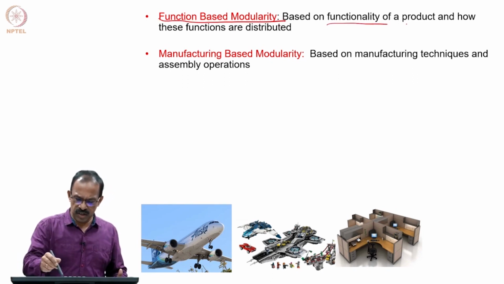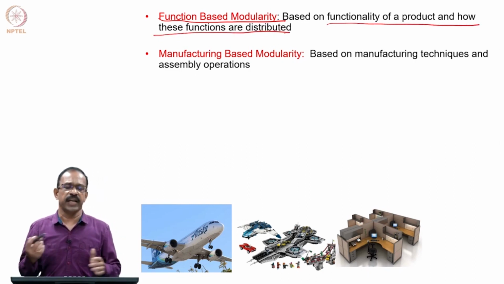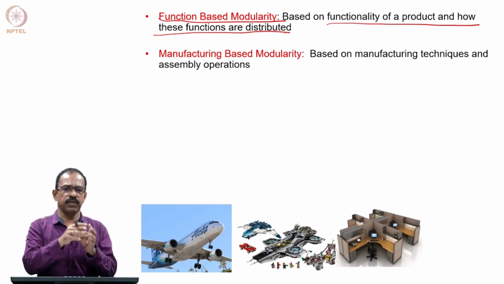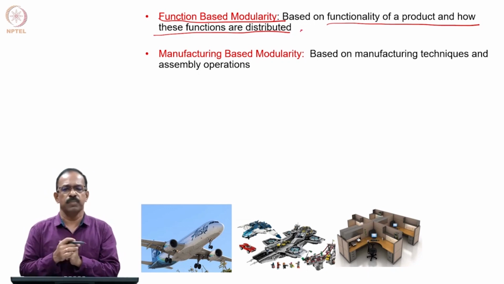That is, based on the functionality of a product and how these functions are distributed, you can identify the module. So, for each function you can identify a module, and accordingly we can develop modules and then make the product. That is basically known as the function based modularity.